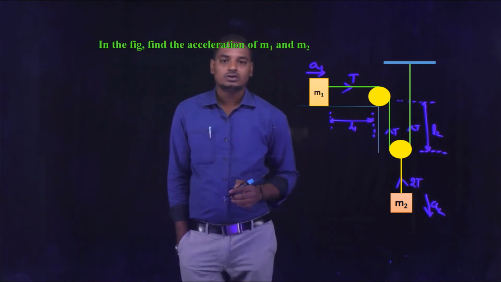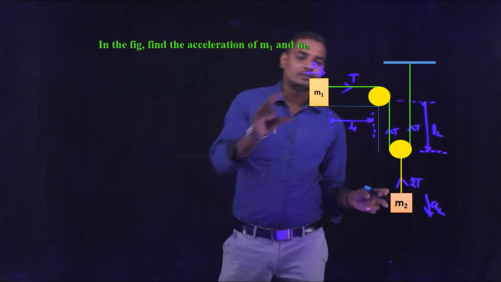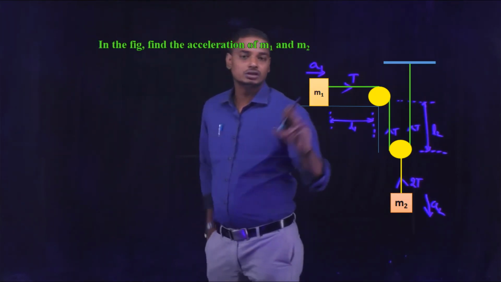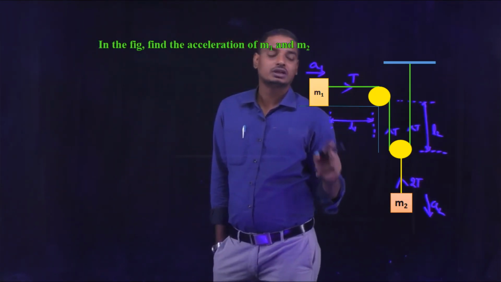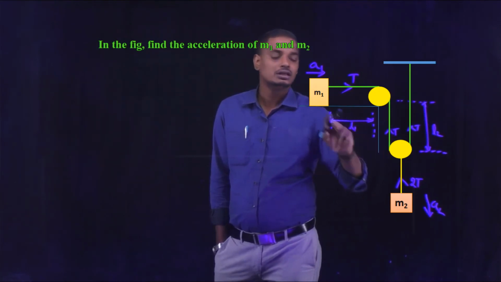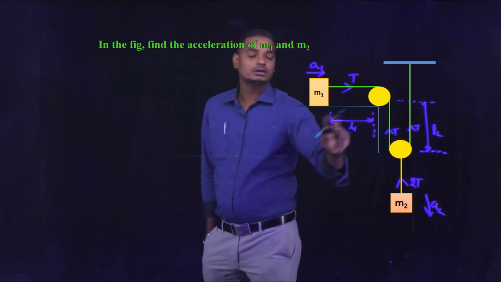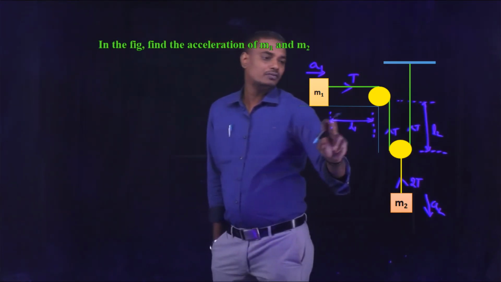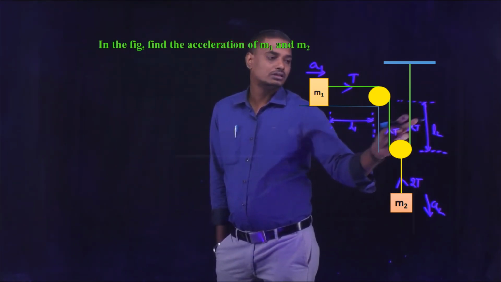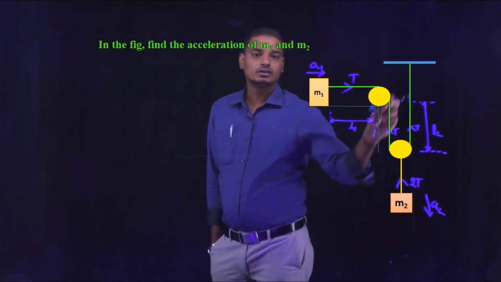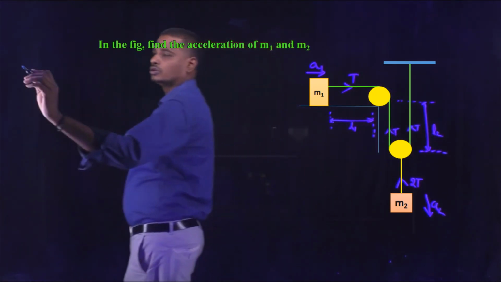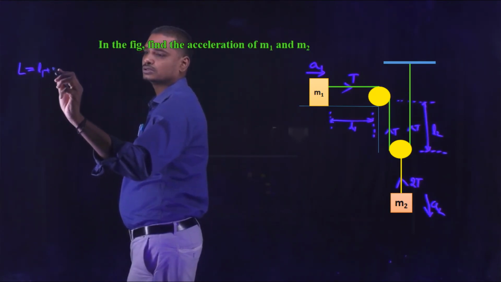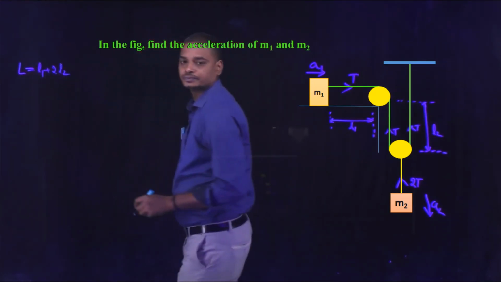Okay, as the motion of block m1 is dependent on the motion of block m2, it is also a constrained motion. In such constrained motion, first we need to calculate the length of the string. L1 is the length from here to here, and thereafter L2. As the total length is constant, the total length of the string L is equal to L1 plus 2L2.